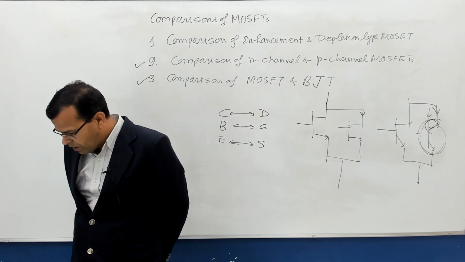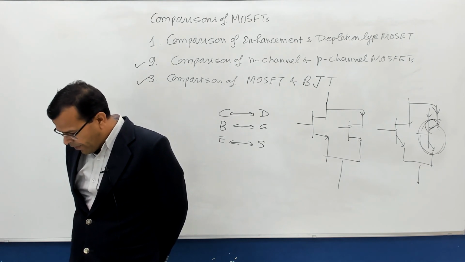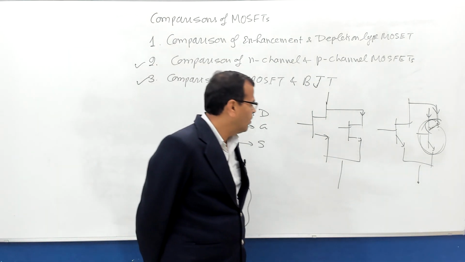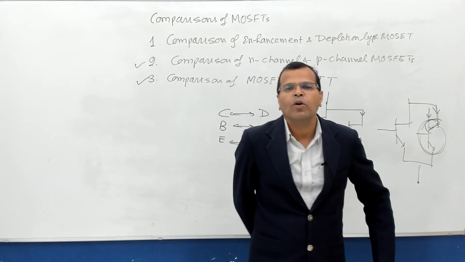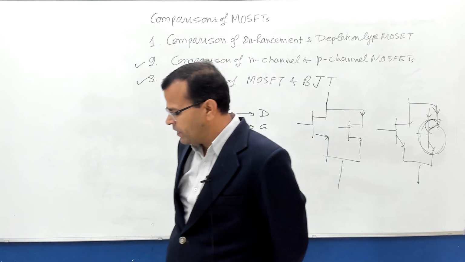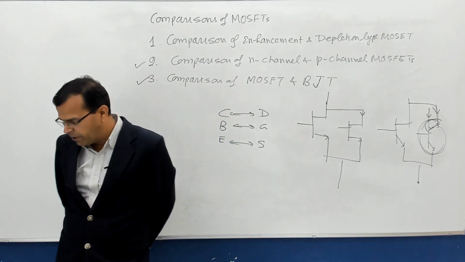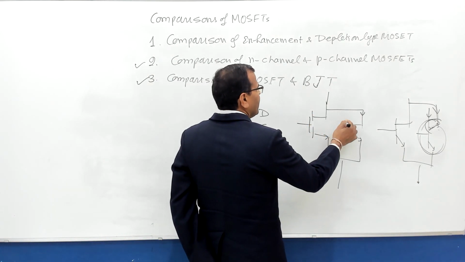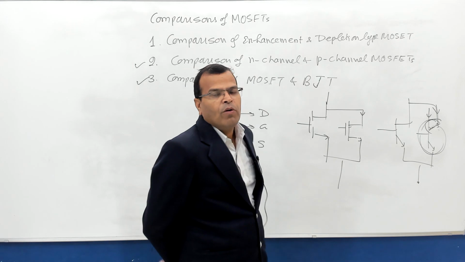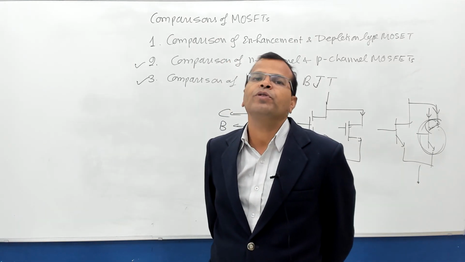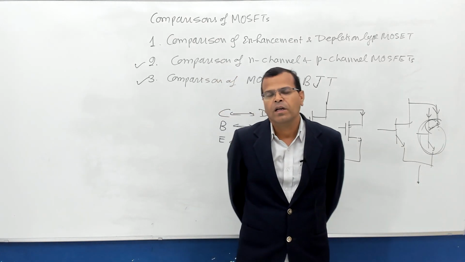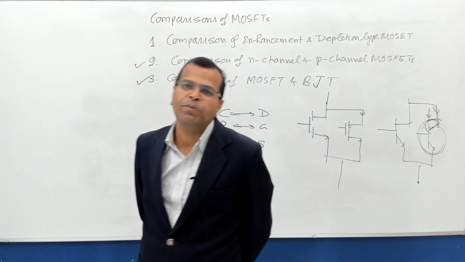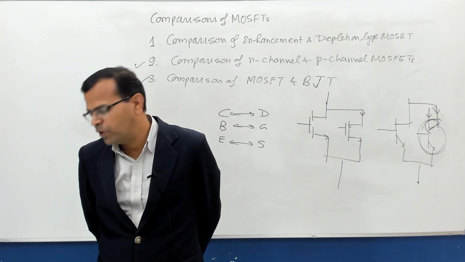Then offset voltage. BJT has a higher offset voltage as compared to MOSFET. So these are some of points you should remember. Yes, high input impedance. I'm sorry, I have not shown that oxide layer. The input impedance of MOSFET is very high as compared to input impedance of BJT. Right? The input impedance of MOSFET is much greater than the input impedance of BJT. That is what you need to remember.